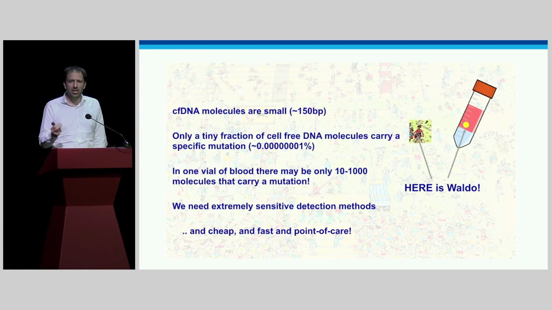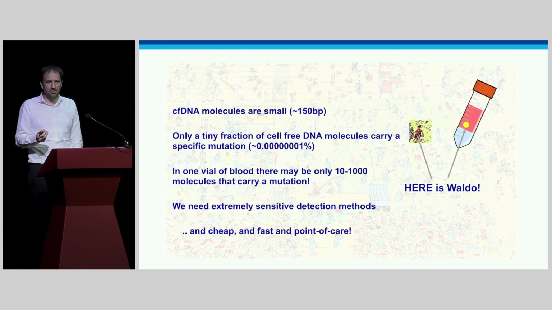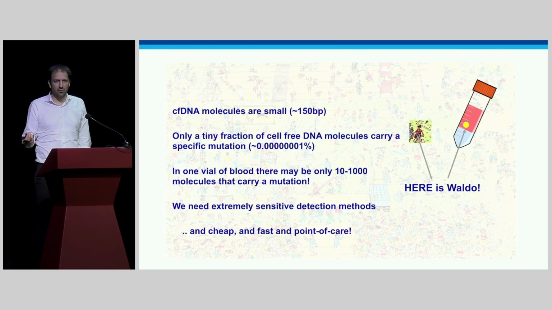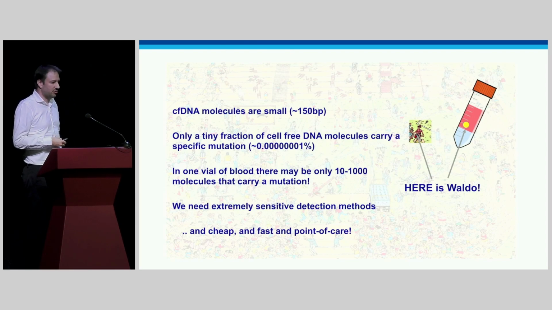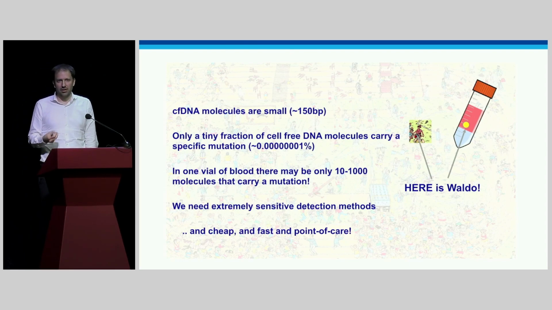So what we need is very sensitive detection methods to identify these mutations and distinguish them, for instance, from sequencing errors. And preferably, we want this technology also to be cheap and fast and point of care, etc. Now, these nanopore sequencers have a relatively decent error rate these days, but it still is not compatible with this very sensitive threshold that we need to reach.